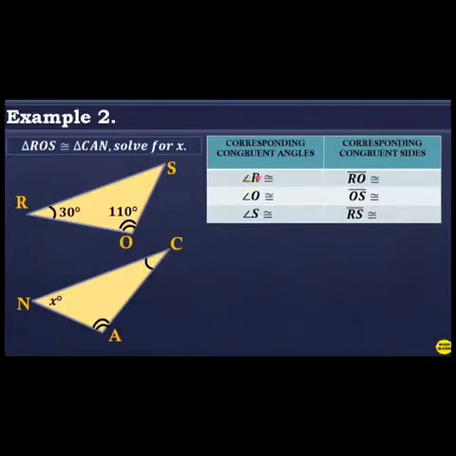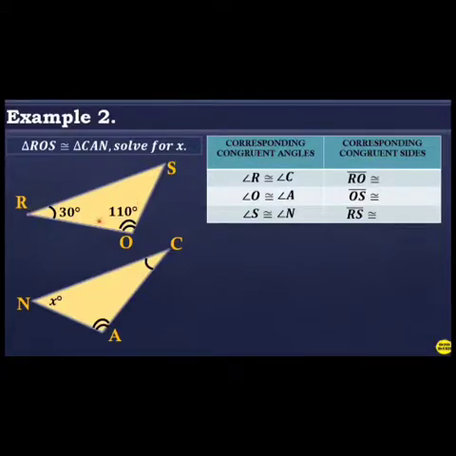So angle R is congruent to angle C, as you can see, the ones with the same markings. Angle O is congruent to angle A. And angle S is congruent to angle N. So we have triangle ROS is congruent to triangle CAN. If you check it here, R corresponds to C, O corresponds to A, so they are congruent, and S corresponds to N, so they are also congruent. Next, let's proceed to the corresponding congruent sides.